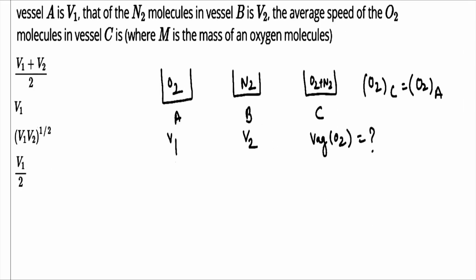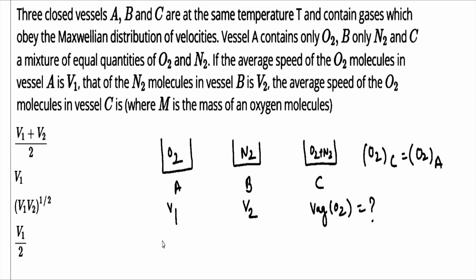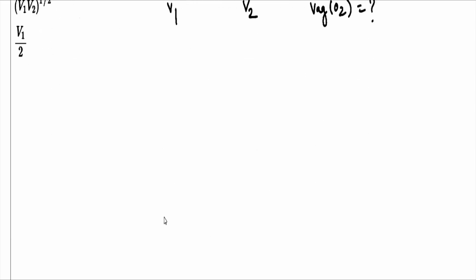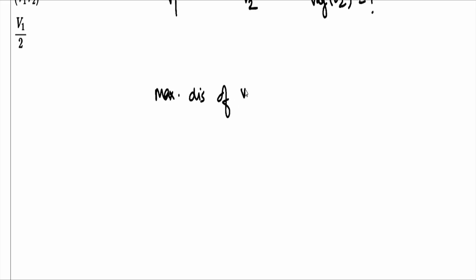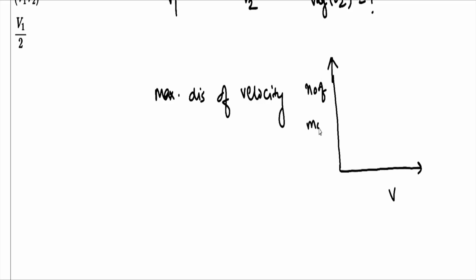Now, these vessels contain oxygen, nitrogen, or oxygen plus nitrogen, and obey the Maxwell distribution of velocity. Basically, the Maxwell distribution of velocity is the graph between the velocity and the number of molecules. So this is our velocity and this is our number of molecules, and this graph is basically like this. At this point our V is maximum, when the number of molecules is maximum.